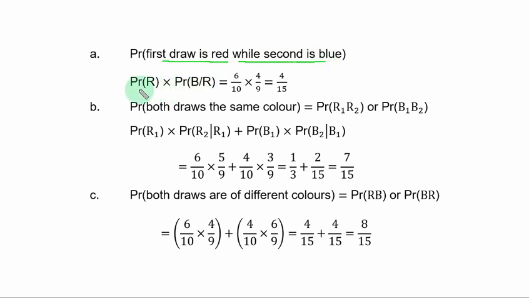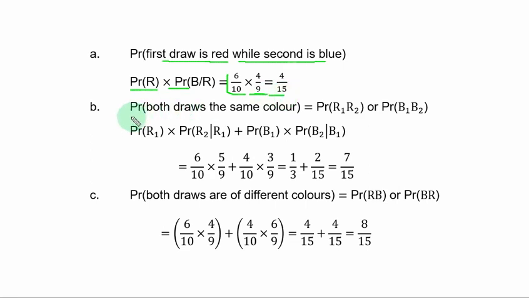So probability first draw is red while second is blue. That is probability red times probability blue, given that the first is red. That is 6 over 10 times 4 over 9. Here is 9 because after picking the first marble red, it is not replaced. So the total is affected. So you have it in this form. When you multiply and simplify, you have 4 over 15.